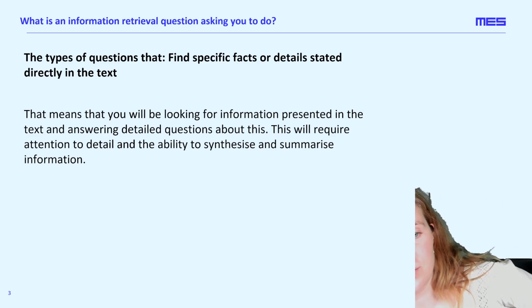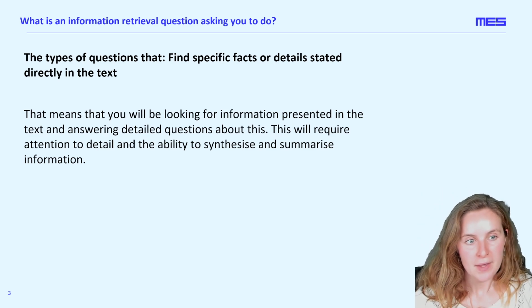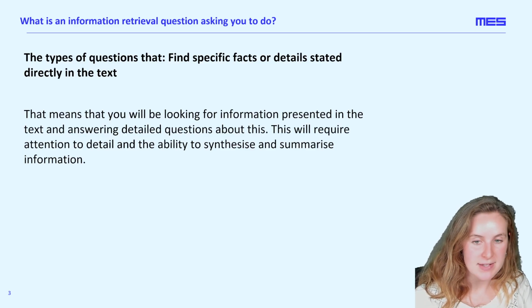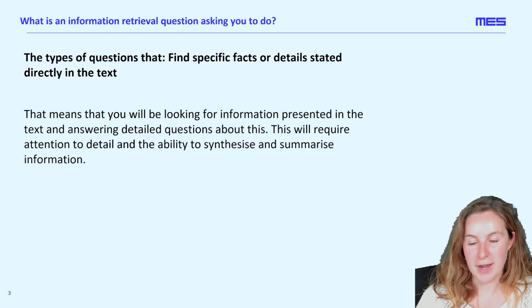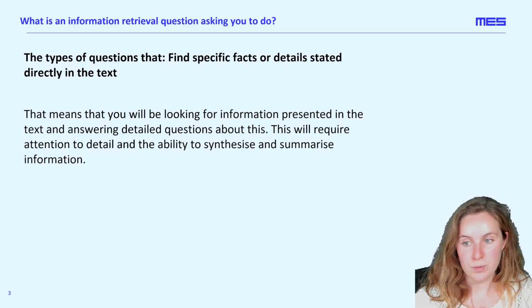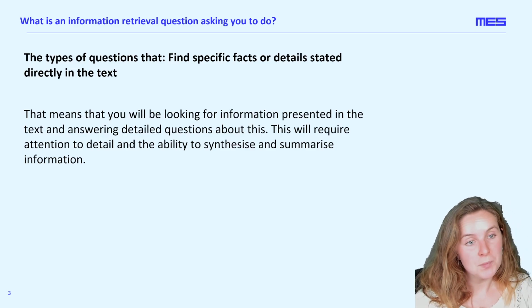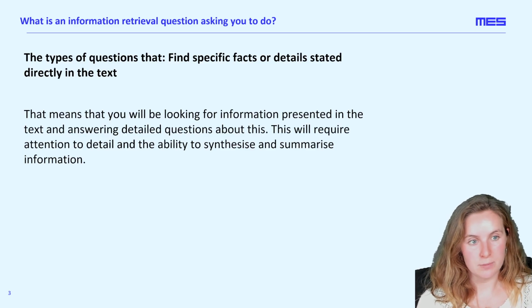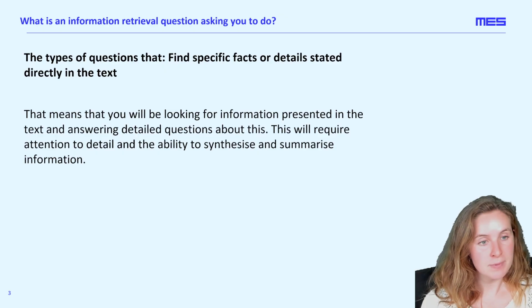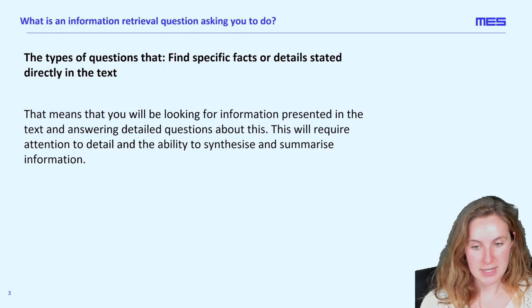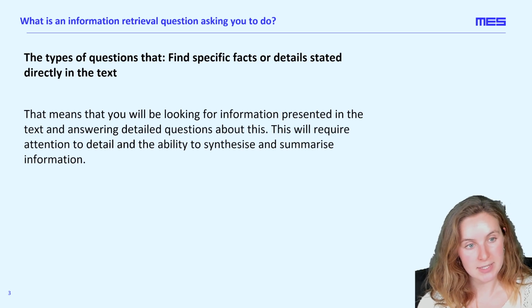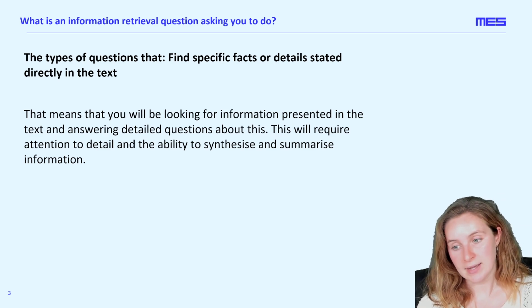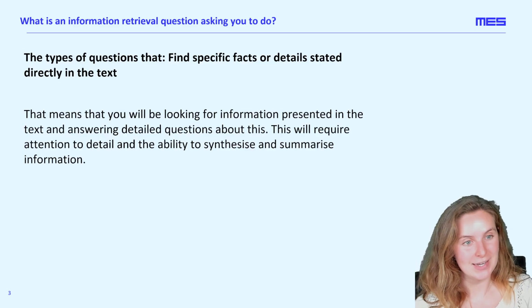Now, briefly, there is a whole video about this published as well, but the types of questions that information retrieval are asking you to complete are to find specific facts or details stated directly in the text. So in some ways, this is quite a straightforward question, because they're asking you to look at the text and not to make conclusions from it as such, but to answer and find the details about it. And it requires you to be very attentive to detail, as well as to synthesize and summarize the information in a passage quickly.